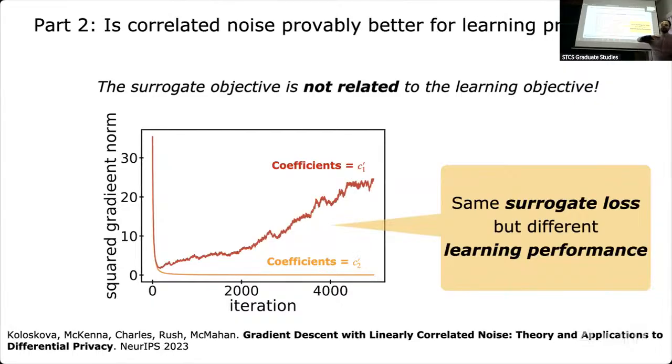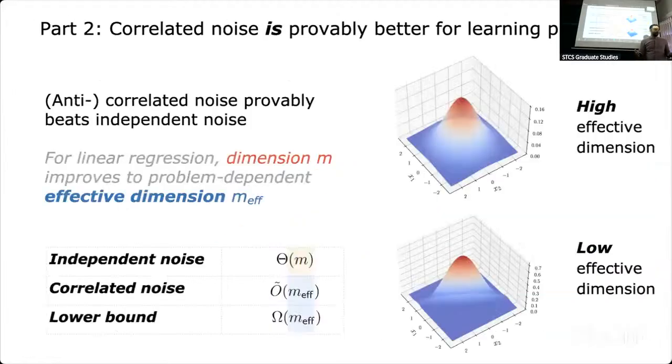Can we say something provable in learning problems? In the second part, we show that for linear regression problems in particular, we get a strict separation between using independent noise and correlated noise. And it's in terms of some sort of underlying effective dimension of the problem.